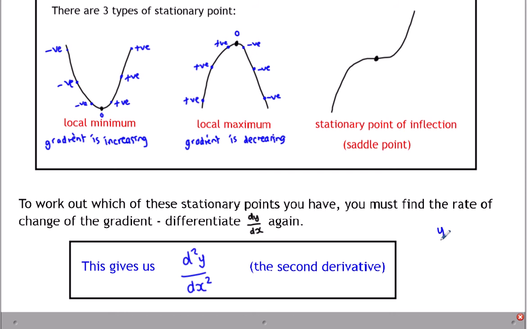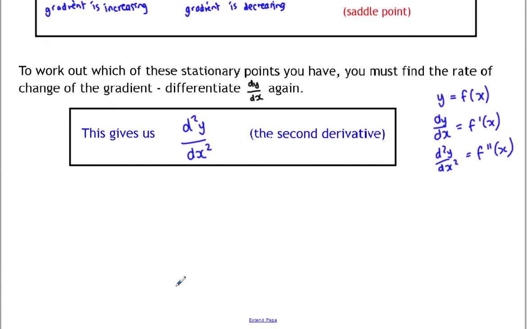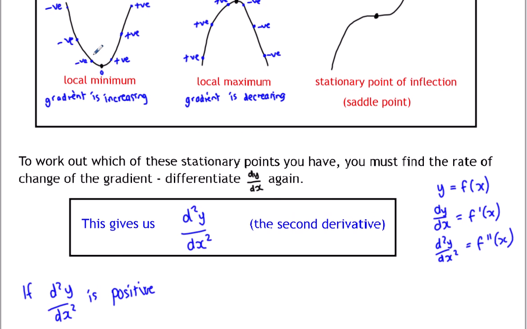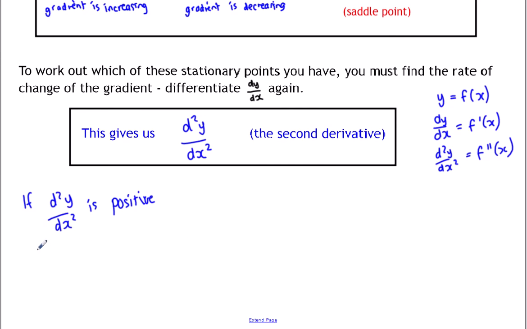If you were working in terms of f of x, then when you differentiate once, remember we said that was f dash of x, this is in a video a long time ago, well, now if you differentiate twice, that would be f double dash. And what we say then is, if d squared y by dx squared is positive, so that's like this, increasing, the gradient is increasing, it was negative, then it was 0, then it was positive, so the gradient is increasing. That means you have found a local minimum, which seems back to front because positive means you've got a minimum.